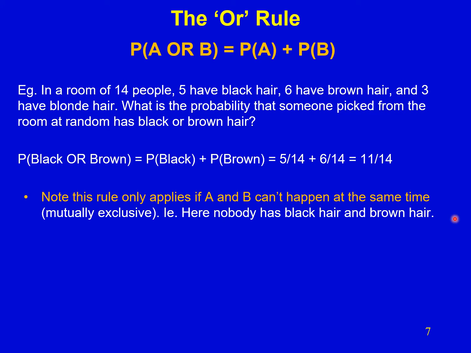Please note that this rule only applies if A and B can't happen at the same time. Now the posh term for that is mutually exclusive. So in this example, we can apply the rule. They are mutually exclusive because nobody has black hair and brown hair.